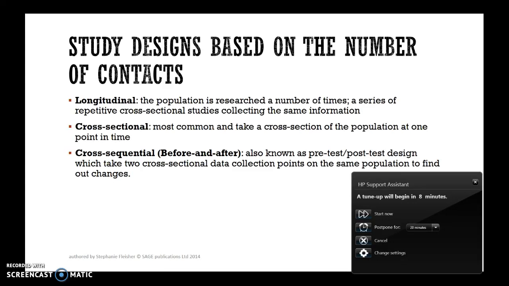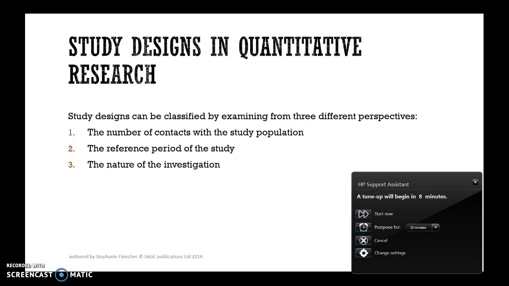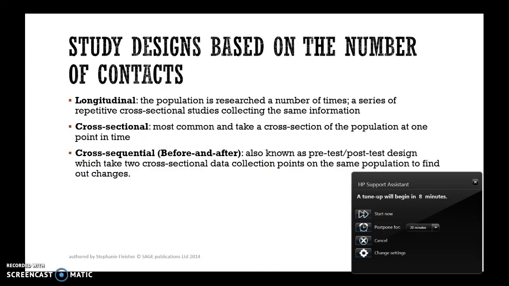So the very first one I'm going to talk about is based on the number of contacts of the study. The longitudinal research study is the very first one I'm going to talk about. In this study, the population is fixed, but they are going to be researched multiple times, a series of repetitive cross-section studies, collecting similar information.